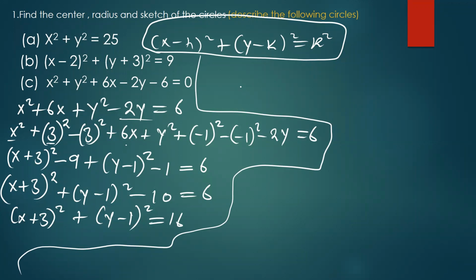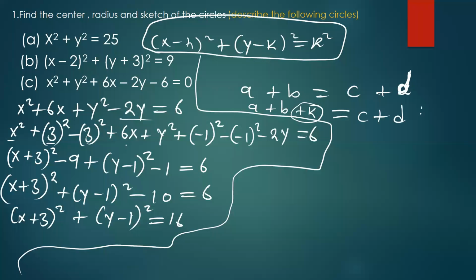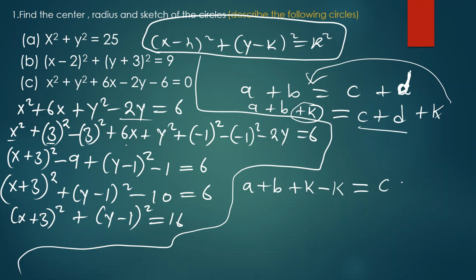So let me just write a simple equation here in terms of symbols. We have A plus B is equal to C plus D. If I add K this side, A plus B plus K, whatever I do on the left side is also supposed to be done on the other side. So I'm going to say plus K. Now what happens if I take this K to the other side of the equal sign? I'm going to have A plus B plus K. This K, when it crosses the equal sign, becomes -K. And I'll still have the same thing on the other side of the equal sign, which is C plus D.